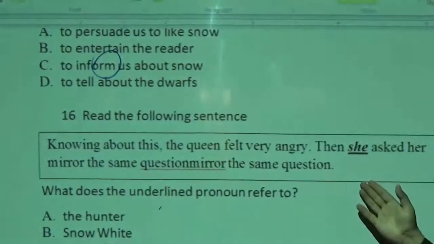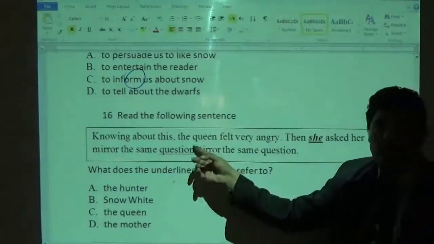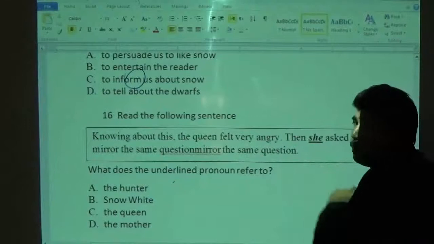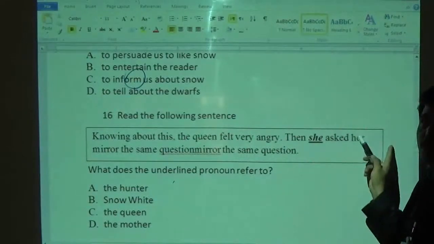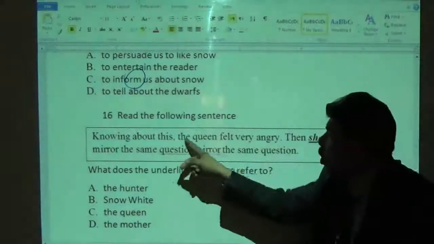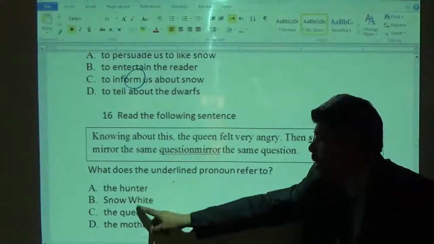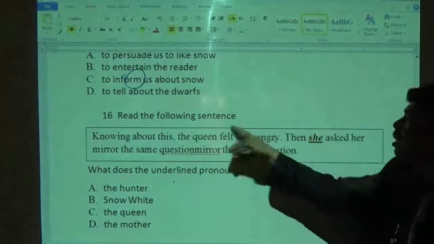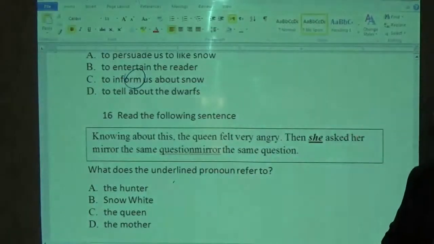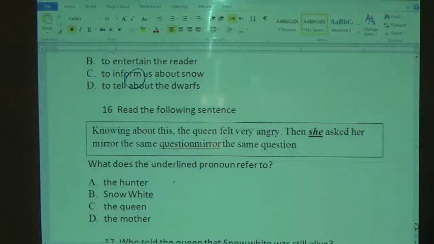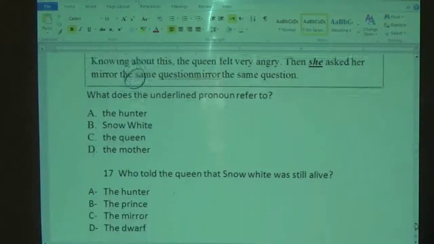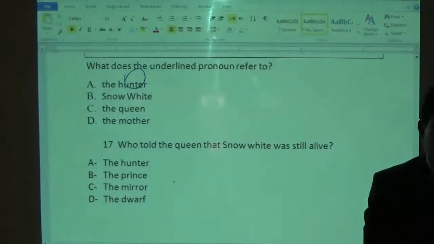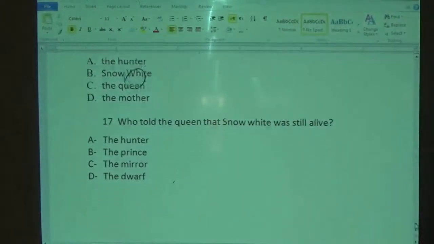How do I know that she refers to the queen? Because the pronoun always goes back in the sentence, not forward. So who is there? It's only the queen. We don't have the hunter or Snow White or the mother. We don't have it there. So she goes back to it, refers to the queen. Then we have questions like, who told the queen that Snow White was still there? And you can go back to the narrative and get the answer.